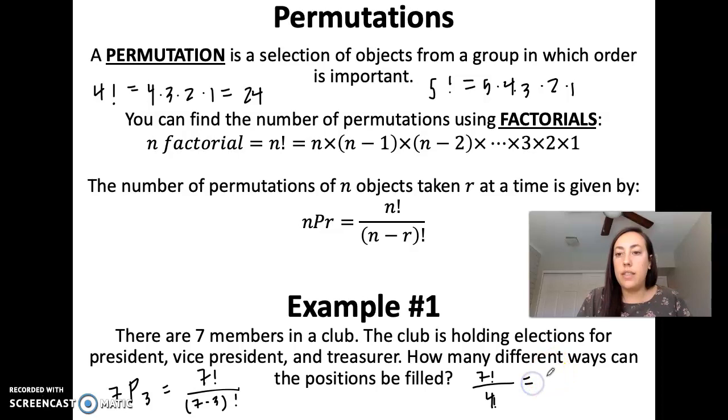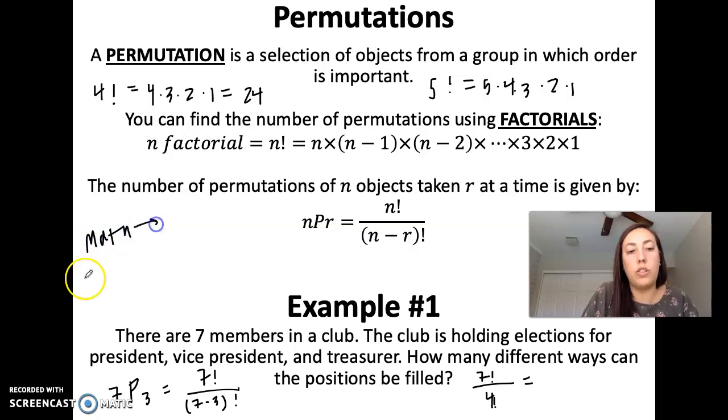And you guys, there is a button in your calculator that does this. The permutation button is under Math, and then you scroll over to Probability. It's abbreviated PROB, and then it's option number 2. And in your calculator, it literally says nPr.